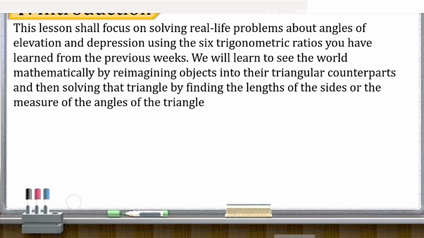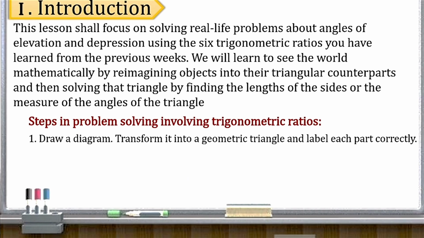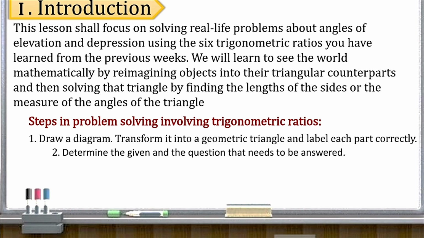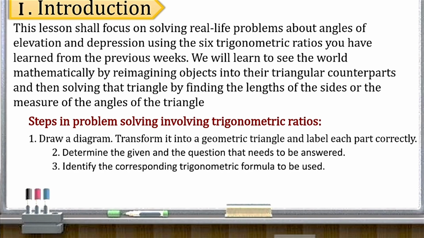So ito class yung steps in problem solving involving trigonometric ratios. Number 1, draw a diagram. Transform it into a geometric triangle and label each part correctly. Number 2, determine the given and the question that needs to be answered. Number 3, identify the corresponding trigonometric formula to be used. Number 4, show your solution. And for number 5, present the conclusion.